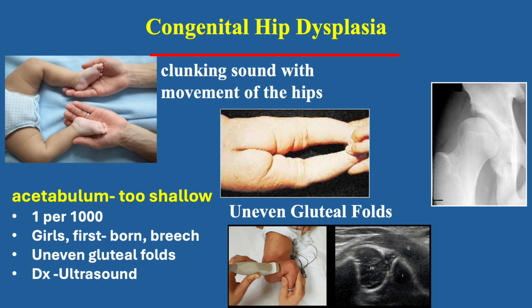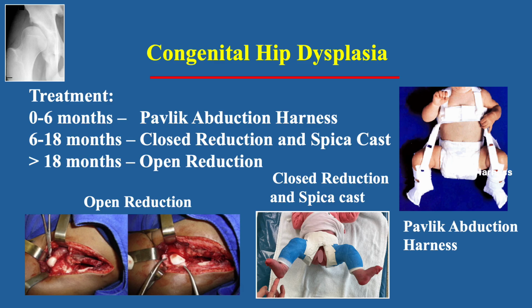Maneuvering the hip may result in a clunking noise if the hip is dislocated. Hip ultrasound is used for diagnosis. For patients aged 1 to 6 months, abduction devices can be tried, including the Pavlik harness. Closed reduction with spica cast and even open reduction is used for those over 18 months of age.